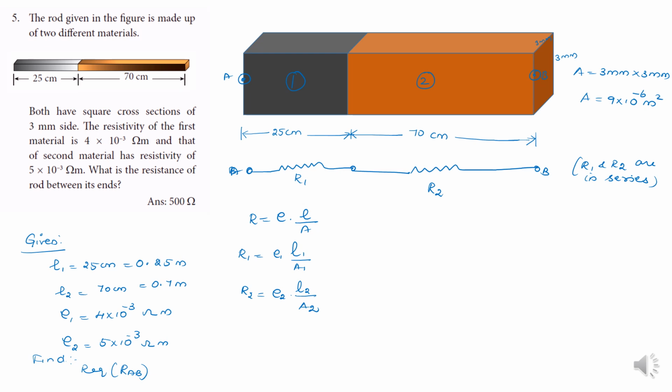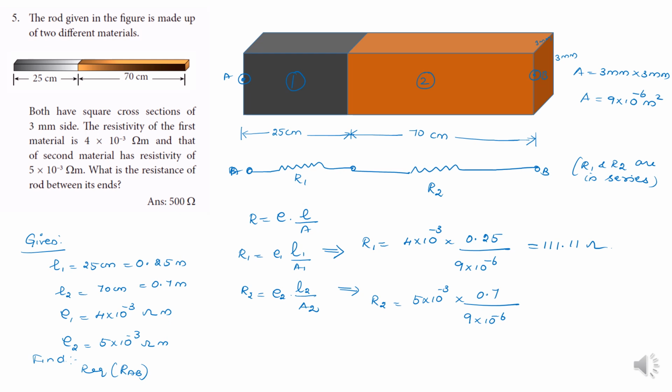So substituting the values, R1 is equal to, what is rho 1? 4 into 10 power minus 3. What is L1? 0.25 by area 9 into 10 power minus 6. So this comes around 111.11 ohm. R2, substituting the values, is equal to 5 into 10 power minus 3 into L2, which is 0.7, and cross-section area is the same, 9 into 10 power minus 6. So this comes around 388.8 ohm.